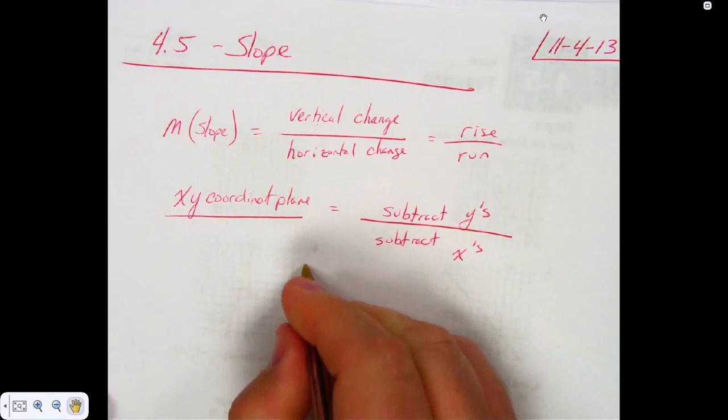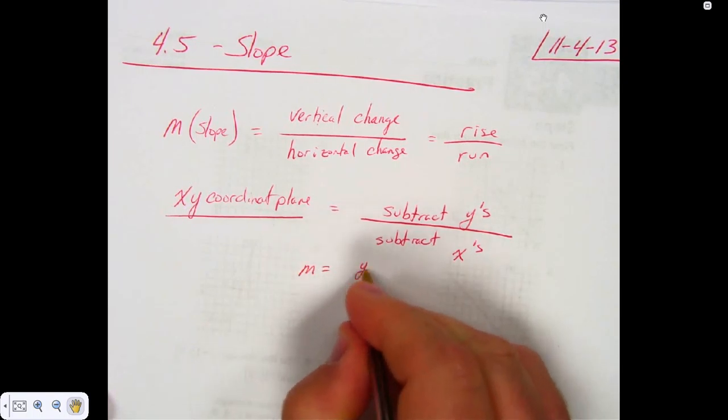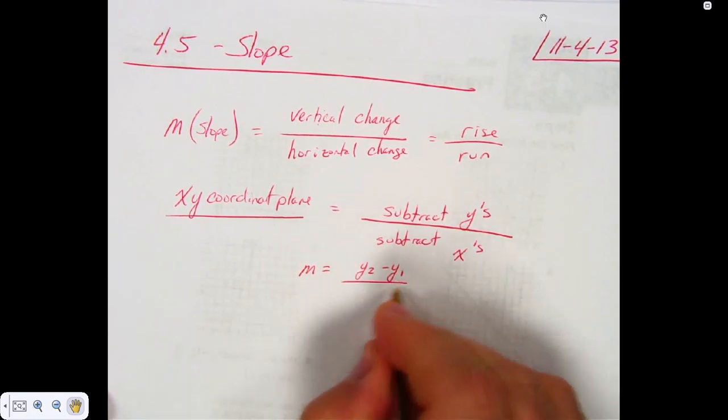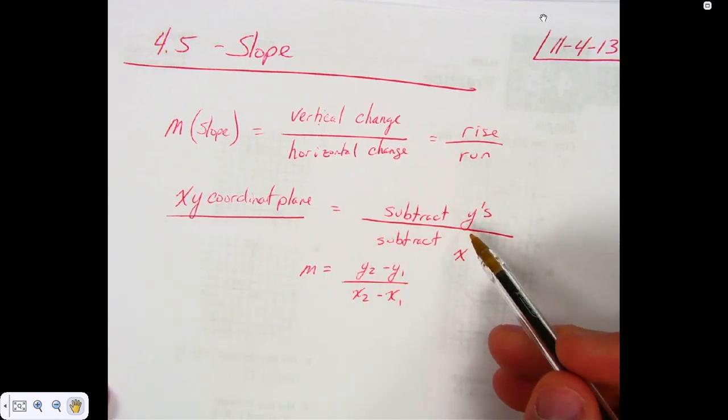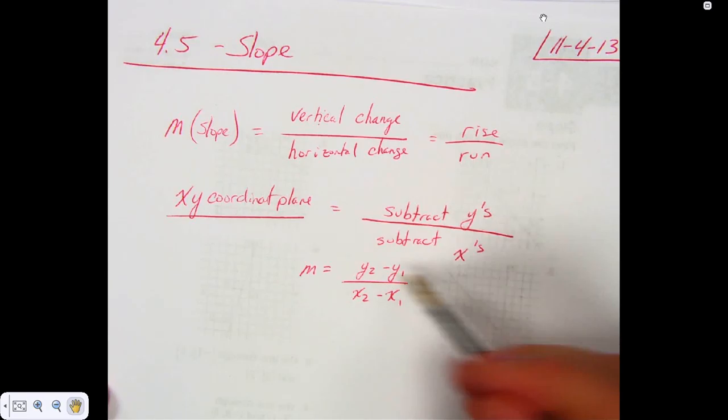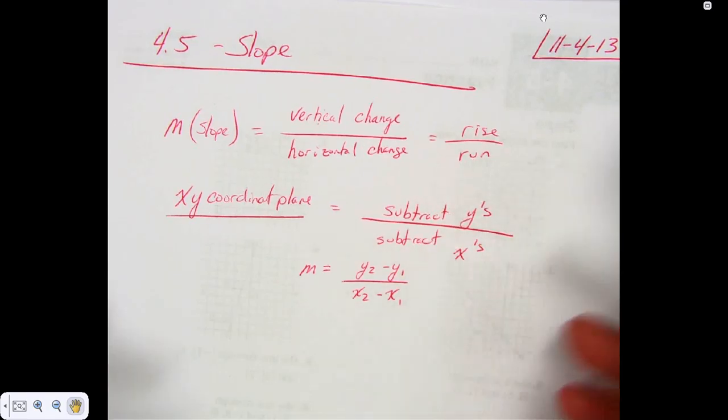Do you guys remember a formula for slope? Y2 minus Y1 over X2 minus X1? Oh, yeah. Isn't that the same thing? Mm-hmm. This is a little easier to remember, isn't it? Subtract your Y's over subtract your X's.